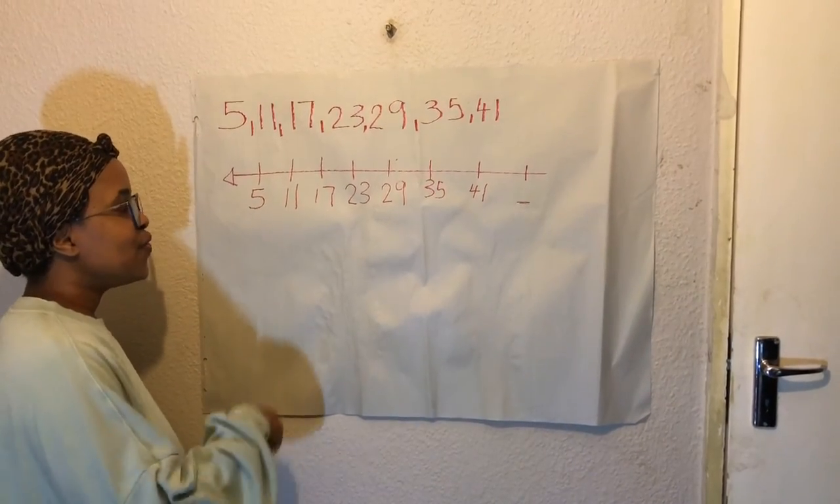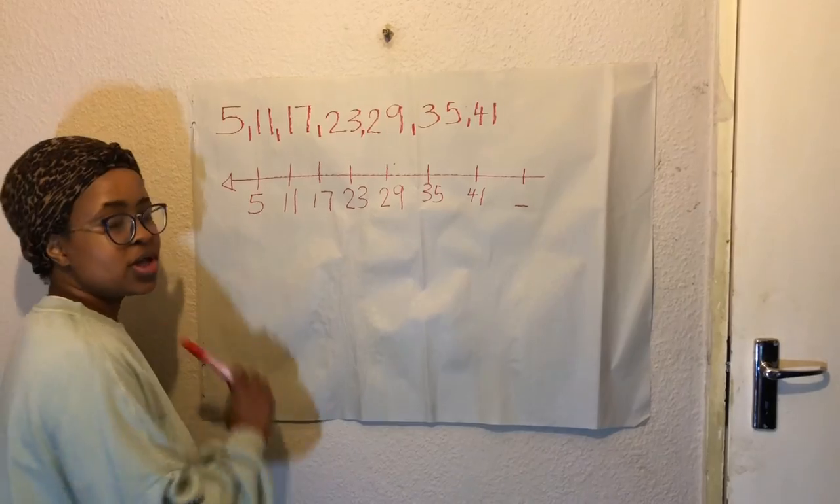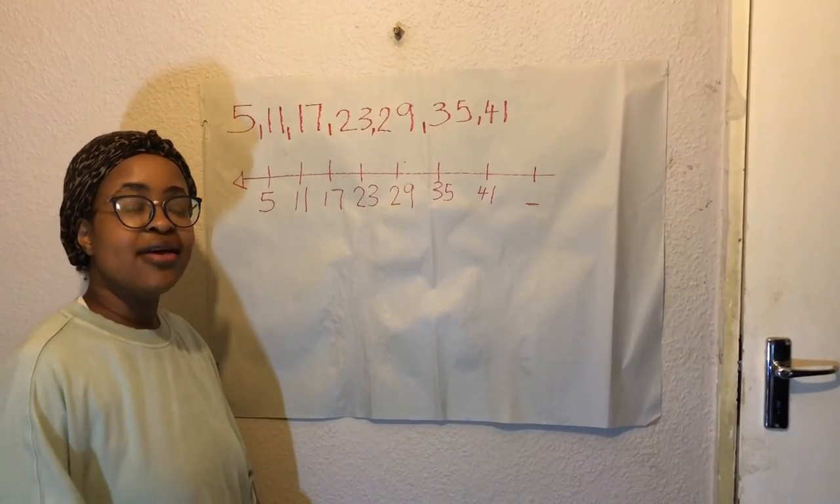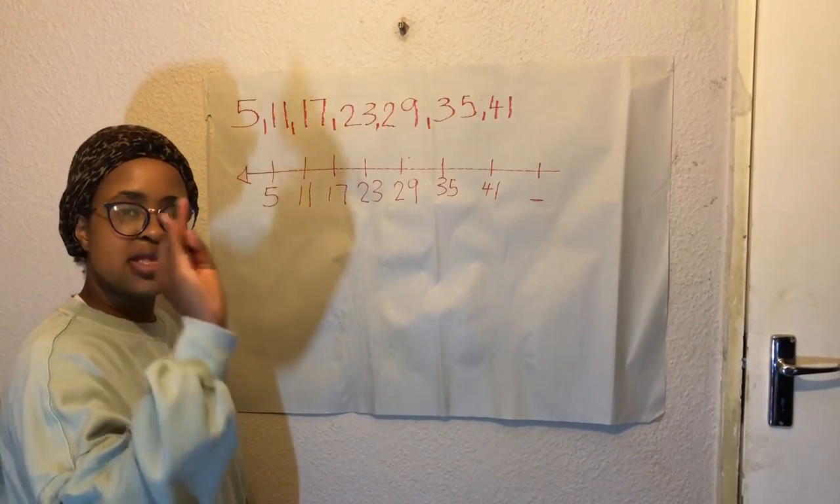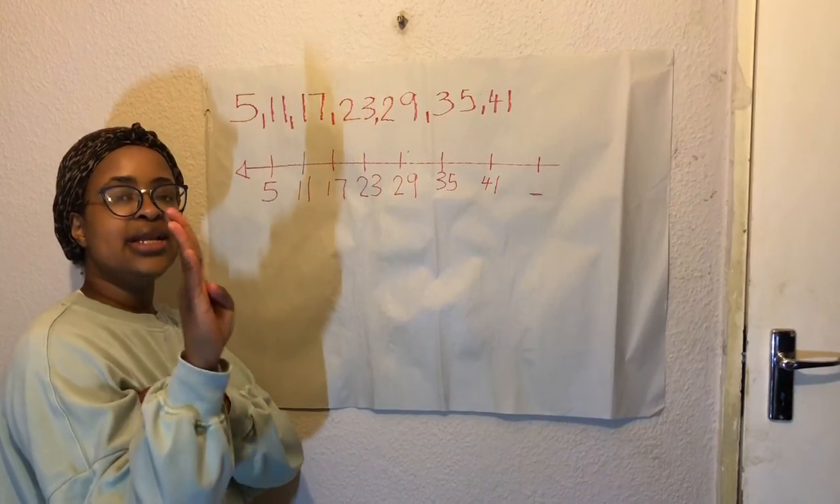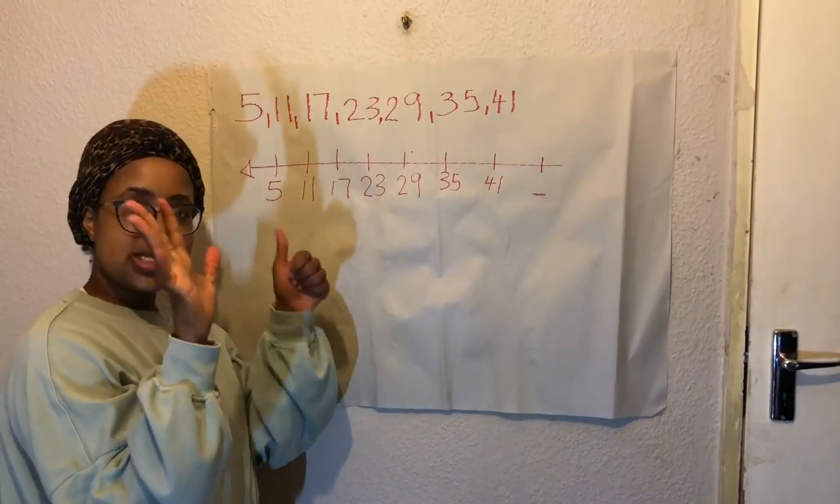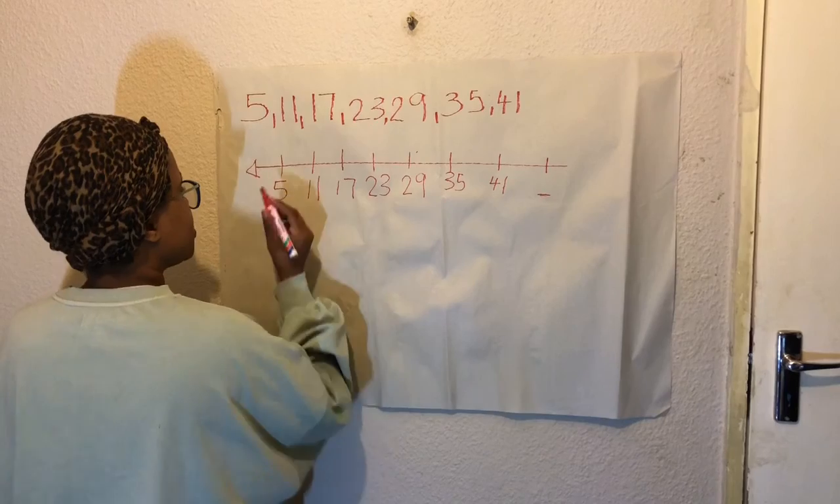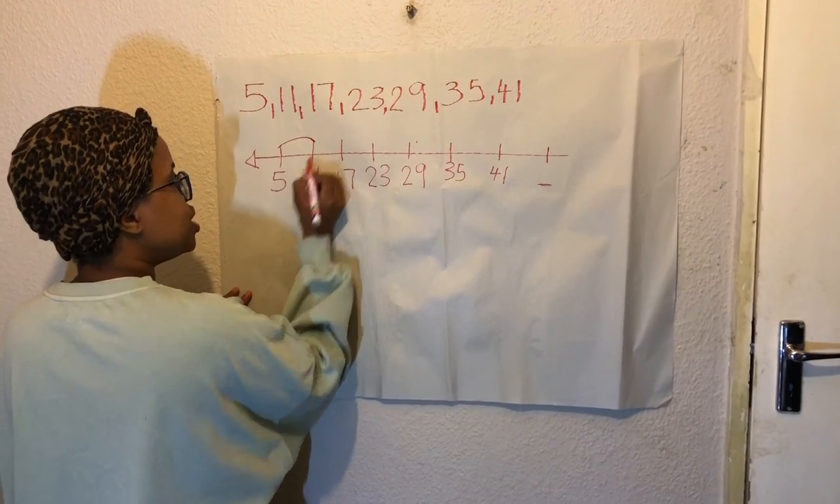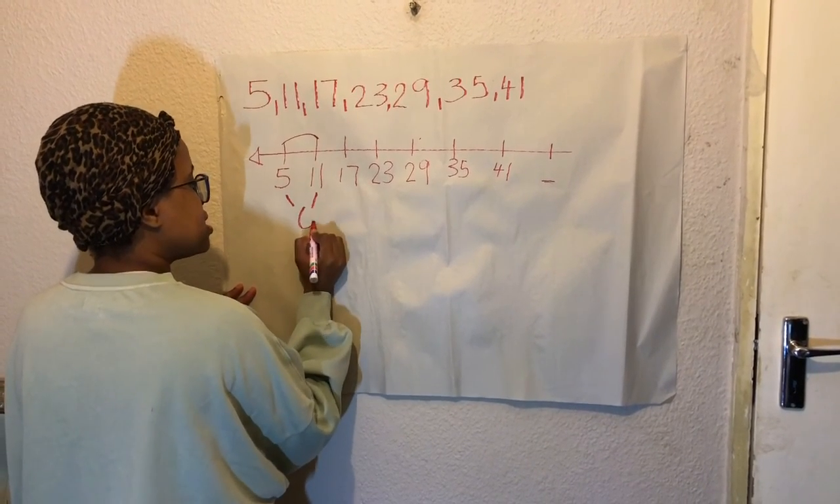So to find the number rule, we're going to start by counting from 5. 5, 6, 7, 8, 9, 10, 11. From here to here is 6.